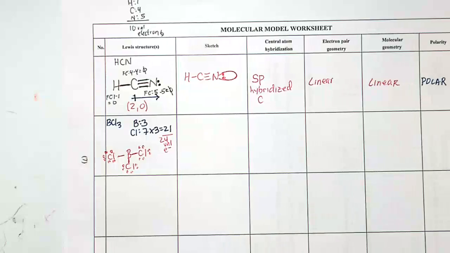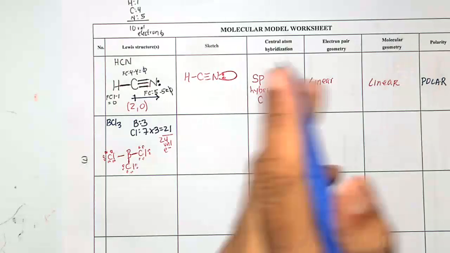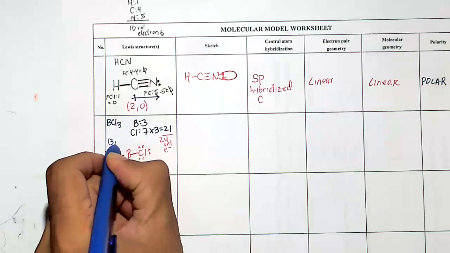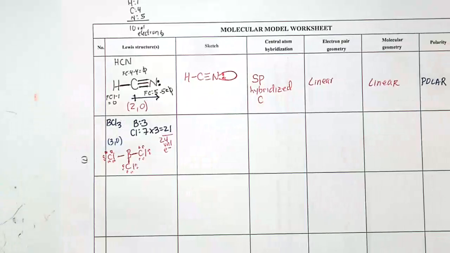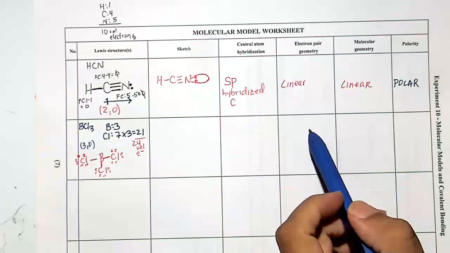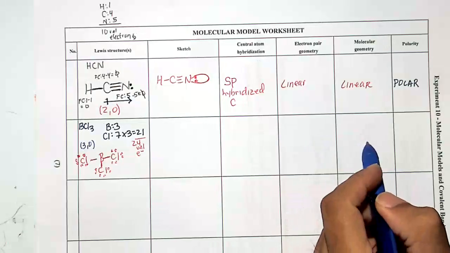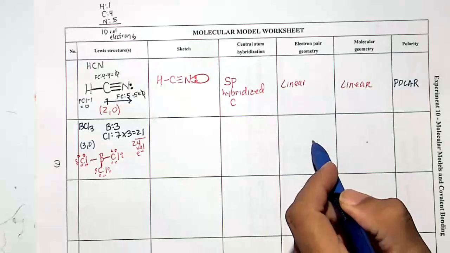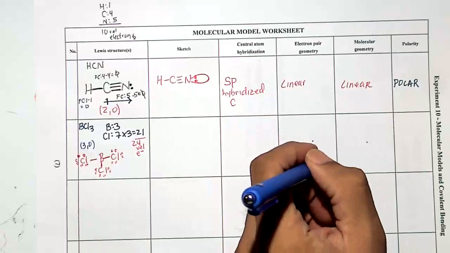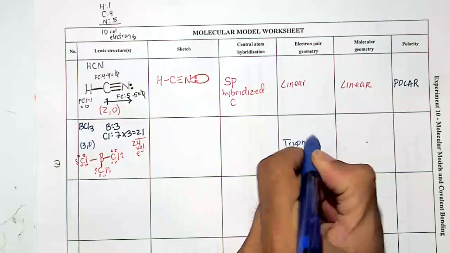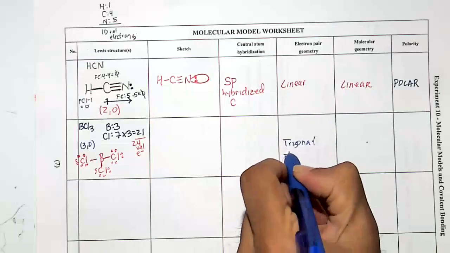All right, how many bonding and how many lone pairs for this one? How many bonds, how many lone pairs? Central atom. 3 bonds, 0 lone pairs. What's 3 bonds and 0 lone pairs? Okay, so there are no lone pairs on the central atom, so whatever the molecular geometry would be, it would be the same as the electron pair geometry. So what's 3 bonds and 0 lone pairs? Trigonal planar, okay?